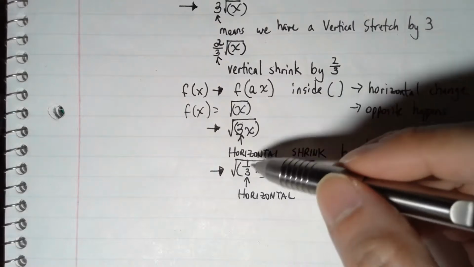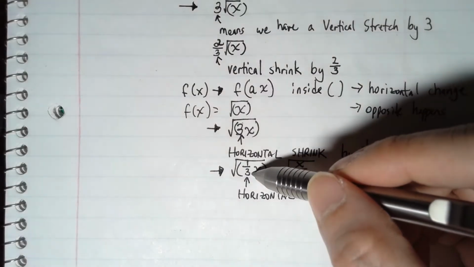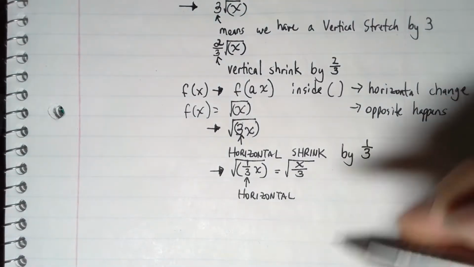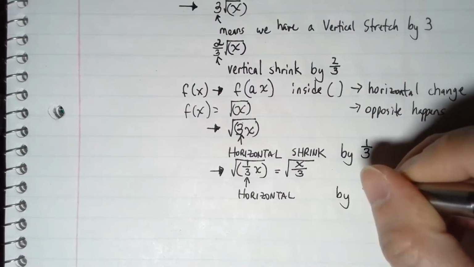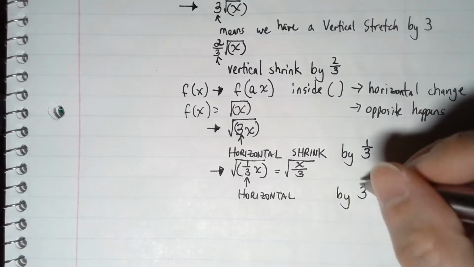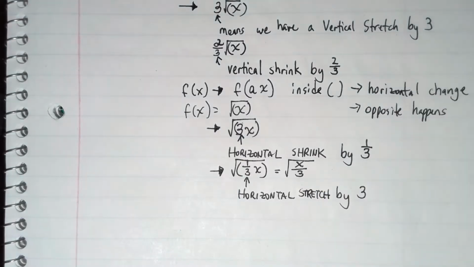Once again, if we're inside the parentheses, we've got to do the opposite. So what's the opposite of multiplying by 1/3 or dividing by 3? The opposite is to multiply by 3. And since 3 is bigger than 1, that is a stretch by 3.